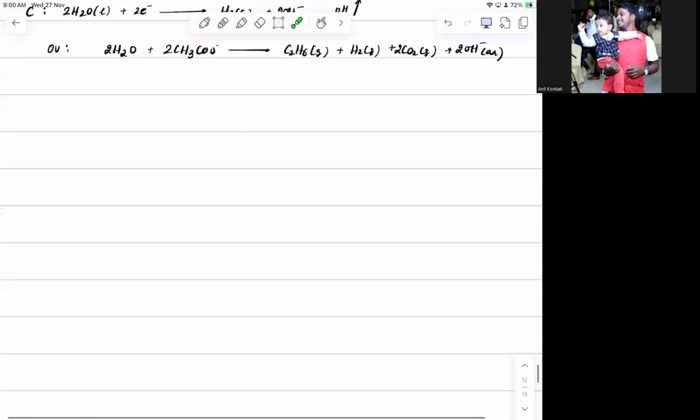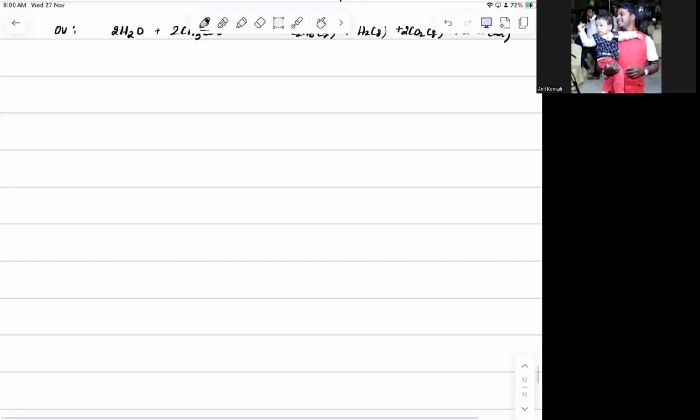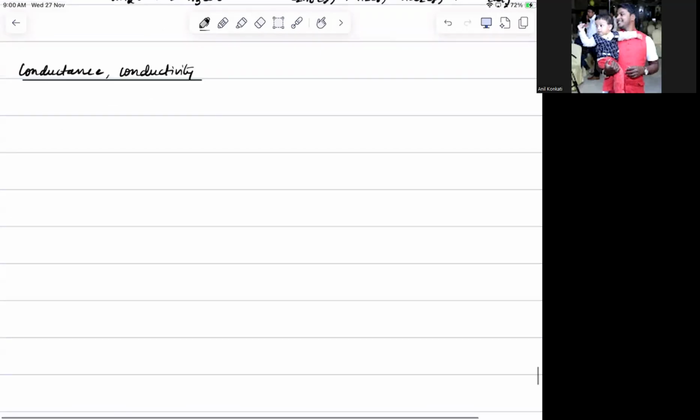Next, the third part of electrochemistry is about conductance, conductivity, and that's it. Conductivity, resistivity, all of these are under the same thing.